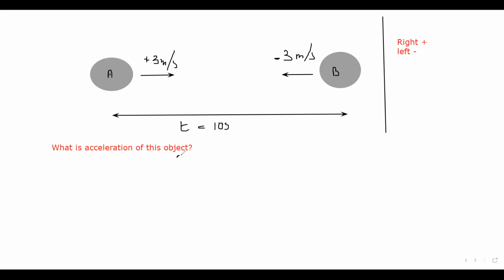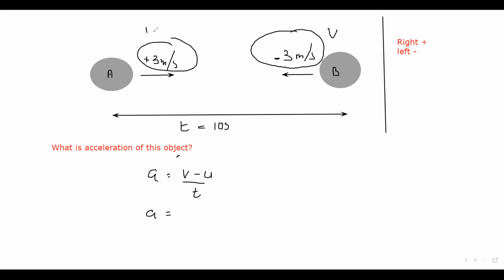And what is the formula for acceleration? Acceleration is equal to final, which is V, minus initial, which is U, divided by T. This is the final, that is V, and this one is the initial, U. So final is equal to minus 3, minus initial is equal to plus 3, divided by time, that is equal to 10. So minus 3 minus 3 is minus 6, divided by 10, that is equal to minus 0.6 meter per second square, and we are getting a negative answer.